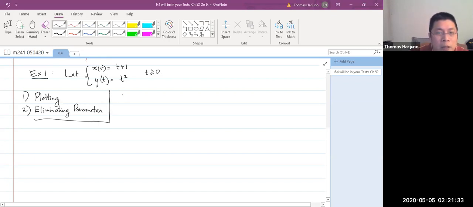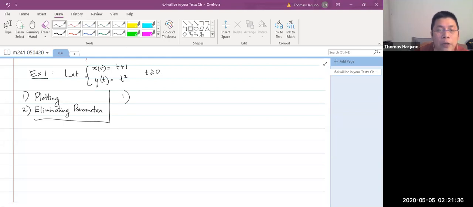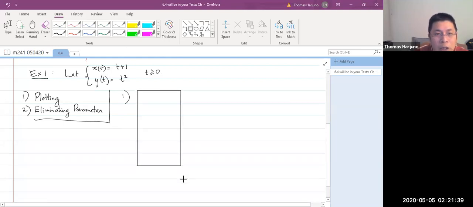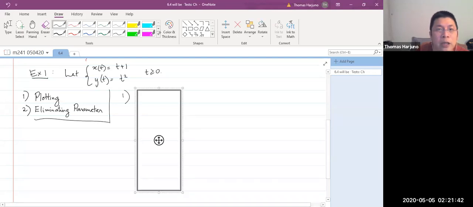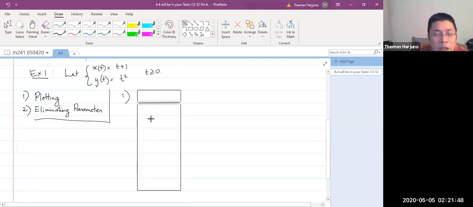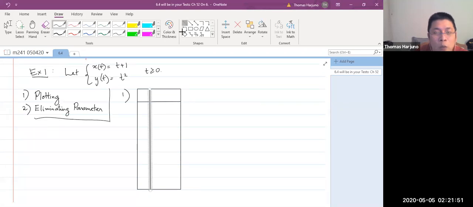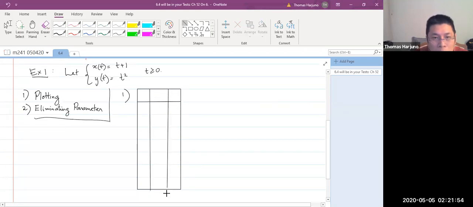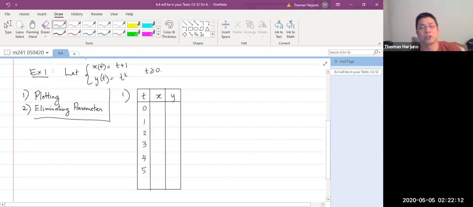Okay, the plotting method is done by doing the following. I would like you to create a table, and you do this together with me. When t equals 0, what's the x and y? When t equals 1, what's the x and y? So on and so forth. This is t, this is x, this is y. When t equals 0, 1, 2, 3, 4, 5, let's say. Okay, don't do too much. And then let's see what happens to the y.